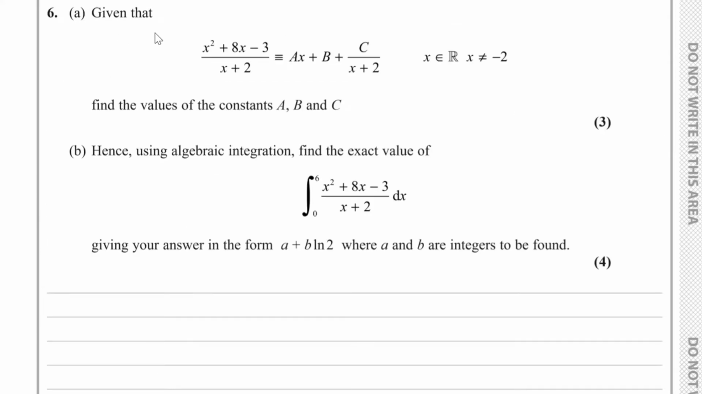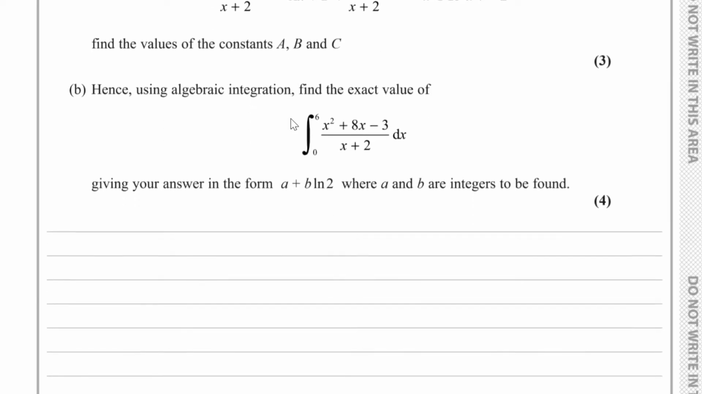Question number 6, for part A. Given that x squared plus 8x minus 3 over x plus 2 is equivalent to ax plus b plus c over x plus 2, where x is a real number and x doesn't equal minus 2, we have to find the values of the constants a, b and c.